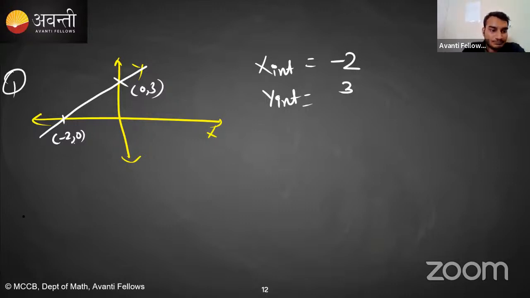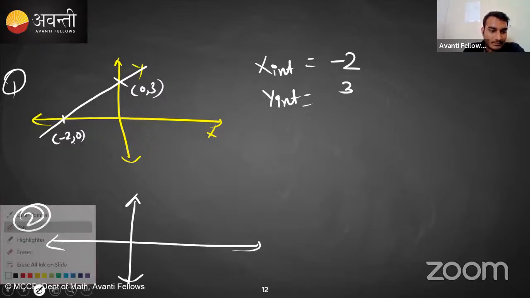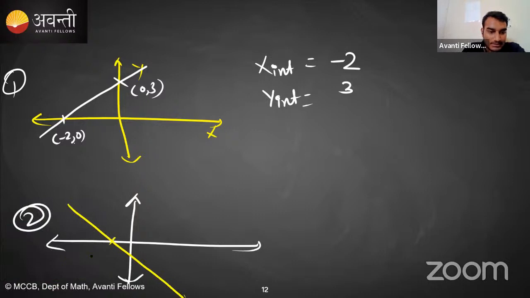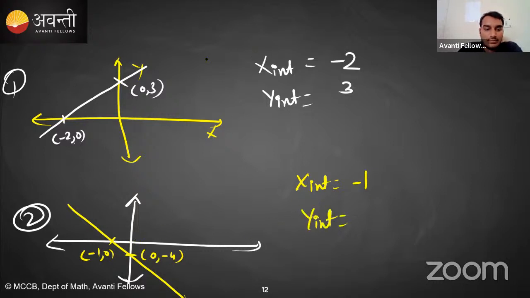Let's look at one more example. Let's say this is a line intersecting at (-1, 0), and it intersects the y axis at (0, -4). Now if I ask you, what is the x intercept first of all? Everybody tell me quickly in the chat box. What is the x intercept? -1. Very good. The x intercept is -1. What is the y intercept? The y intercept is -4. Clear?